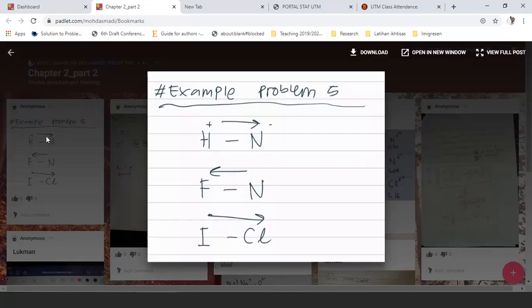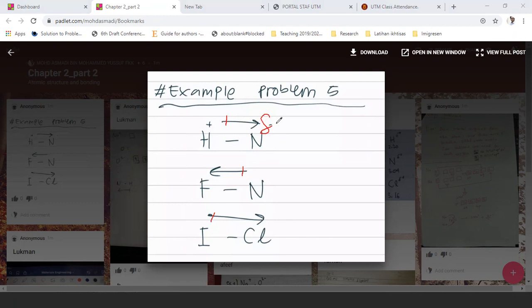Who else? This one is just the normal arrow, not the polar arrow. Here you have to remember, there's this one: delta minus, delta plus, delta minus, delta plus. This one, 2Cl, is the correct one. Delta plus. I have to remember this one.